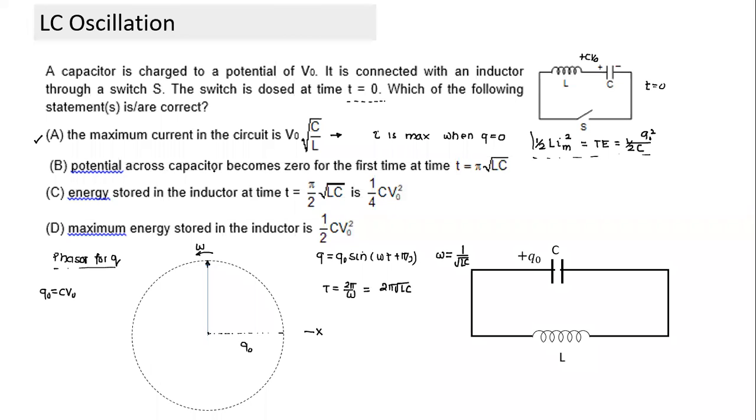Potential across the capacitor becomes zero after how much time? Suppose I want to find out after how much time. Initially at time t equal to 0, the charge is maximum. That's what this phasor says. At t equal to 0, this is where the phasor is, and this phasor indicates the y coordinate is maximum, the charge is maximum, as potential is maximum. What is the time it will take for the potential across the capacitor to become 0? It is equivalent to asking the time it will take for the charge to become 0. Can we find out how much time it takes?